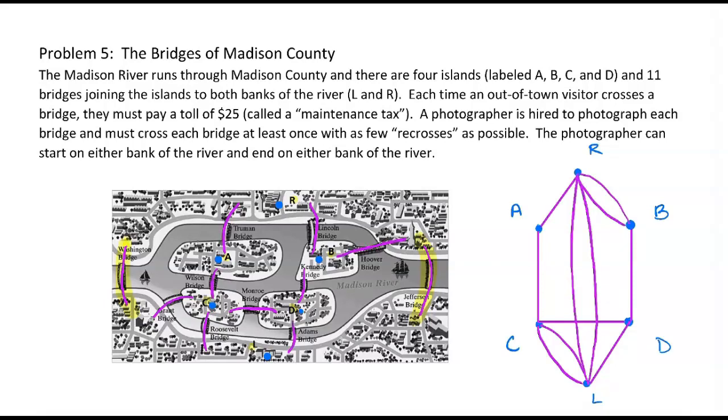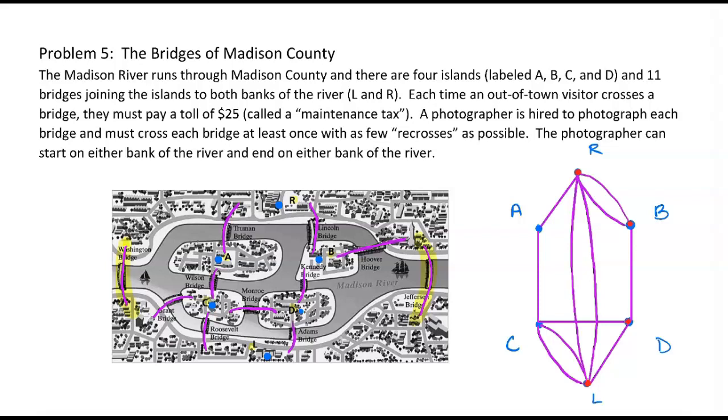Let's take a look at each vertex and see which are even and odd. Looking at vertex R, we have 5 edges that meet at R, so it is odd. Vertex A is even with degree 2. Vertex C is even. Vertex L is odd with degree 5. Vertex D is odd with degree 3. And vertex B is odd with degree 3.